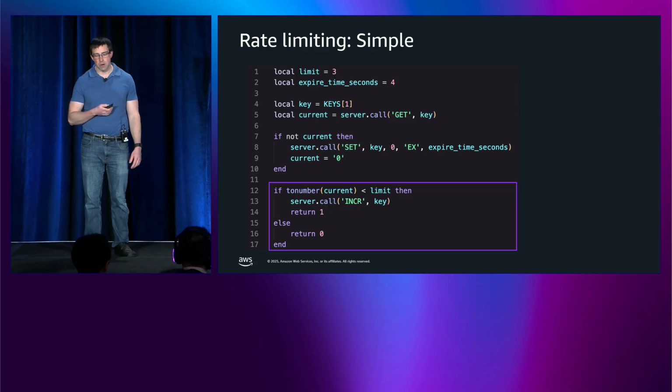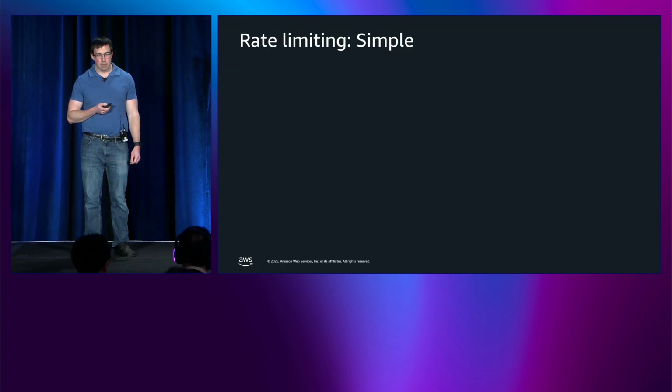Otherwise, we'll return 0. So this is sufficient to build a simple rate limiter that just allows a specific number. But let's say we want to have something that's a little bit more. Well, let's see how you actually use it too.